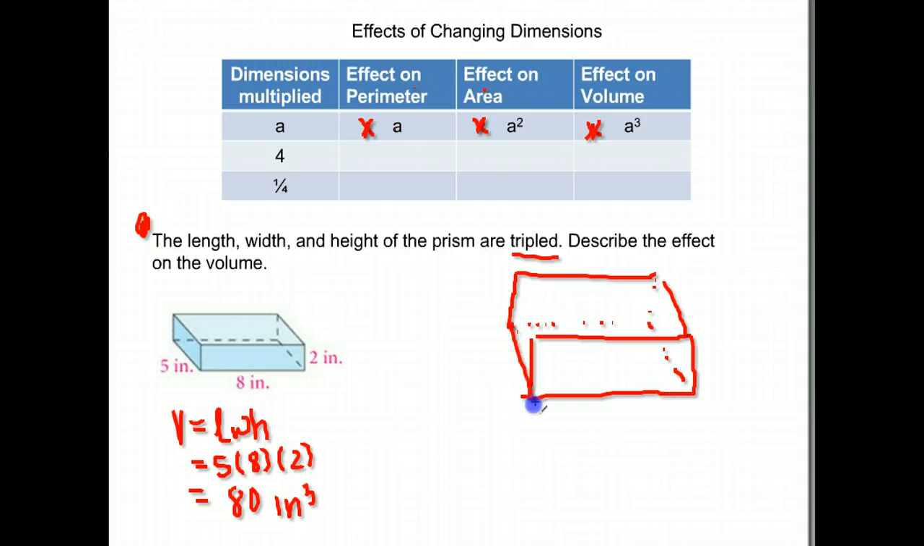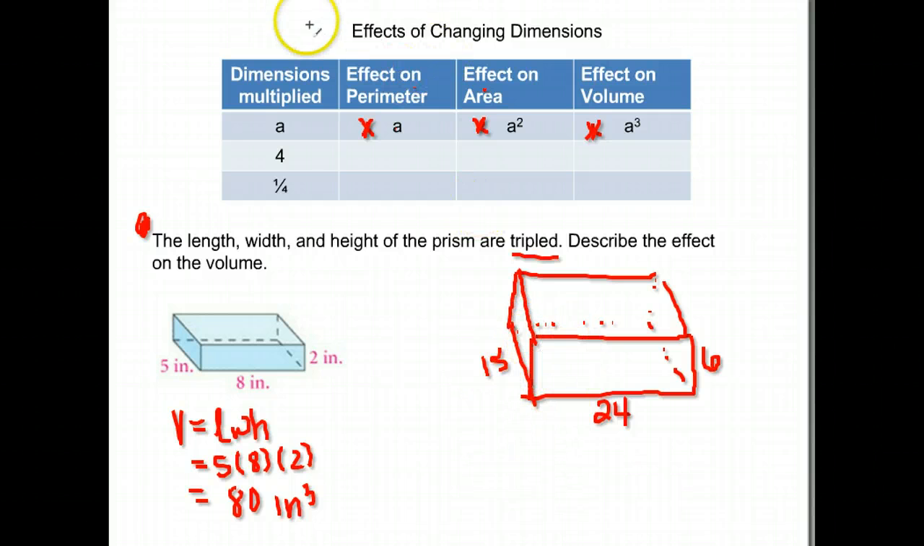Okay, so let's say we made it bigger. We made it bigger by tripling everything. So 2 times 3 gives me a dimension of 6 here. 8 times 3 gives me 24 here. And 5 times 3 gives me 15 here. This is my new figure. How is the volume affected?